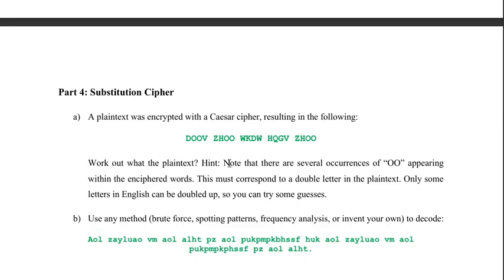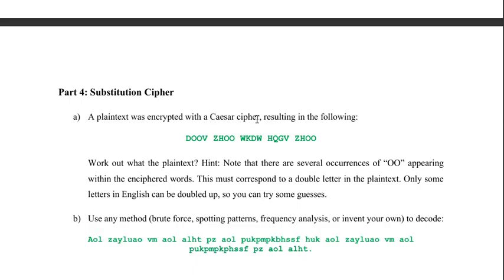So work out what the plain text is. Hint, note that there are several occurrences of O appearing within the enciphered words. This must correspond to a double letter in the plain text. Only some letters in English can be doubled up, so you can try some guesses. Okay. So since it was a Caesar cipher, right?